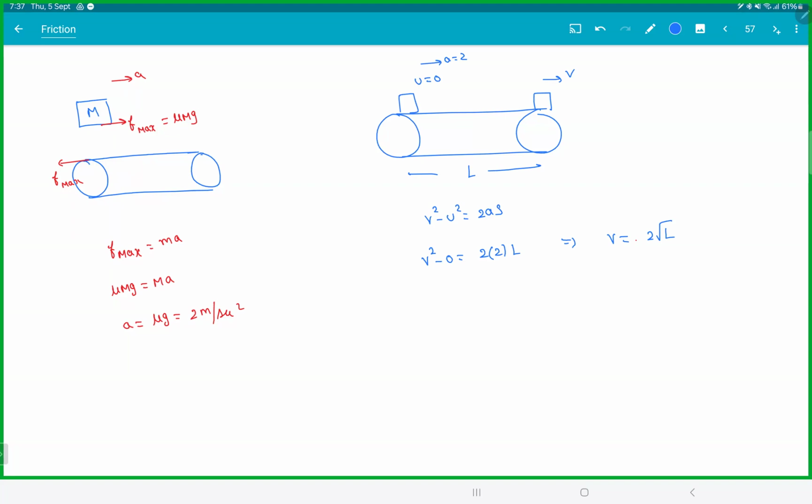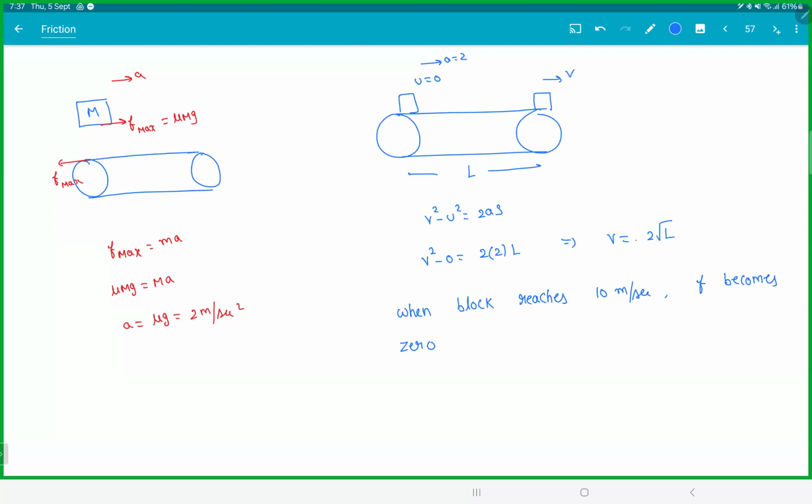This is not true every time. Now tell me one thing. What happens when block reaches the speed of 10 meters per second? When block reaches 10 meters per second, what happens? Friction suddenly becomes 0. Why is the friction acting in the first place? Because there is a relative motion. Once the block speed becomes 10 meters per second, the same as the conveyor belt, is there any reason for friction to act? They're going together, isn't it?